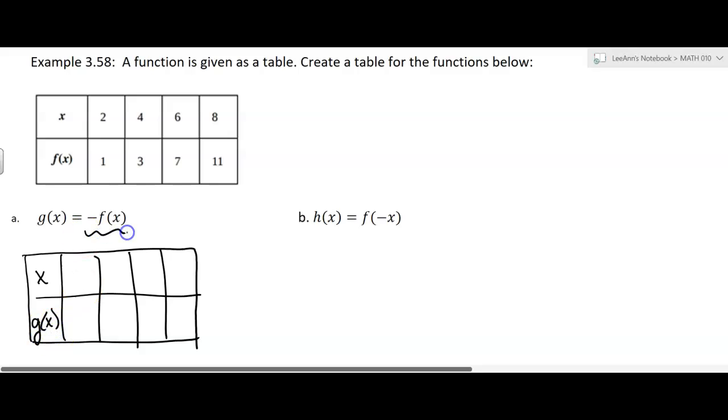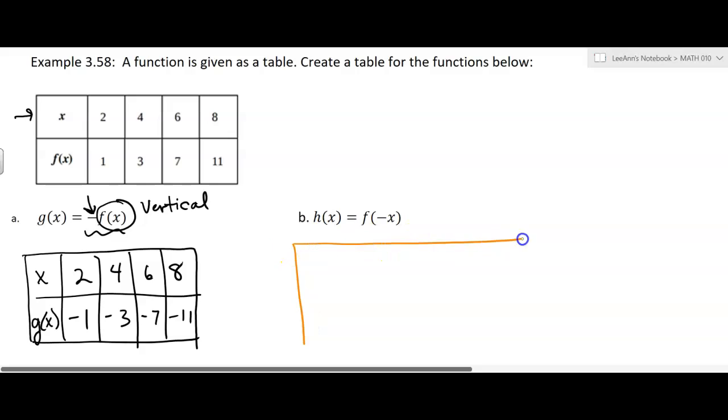And what we're doing is we're reflecting vertically, so this is like a vertical reflection. So the input's the same, but then the outputs are all going to be opposite. So my inputs are going to be 2, 4, 6, 8. That comes from here. But now all of my outputs, see, I used to have 1, but now because of the opposite sign, it's going to be -1, -3, -7, and -11. Okay, so that's that one.